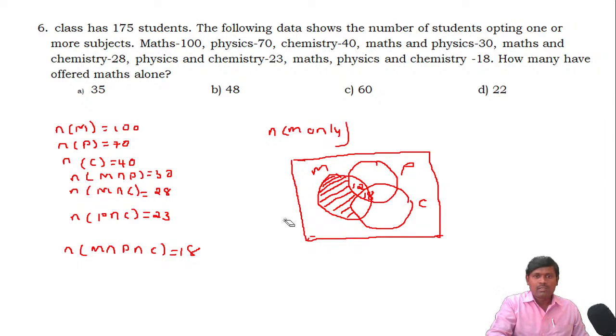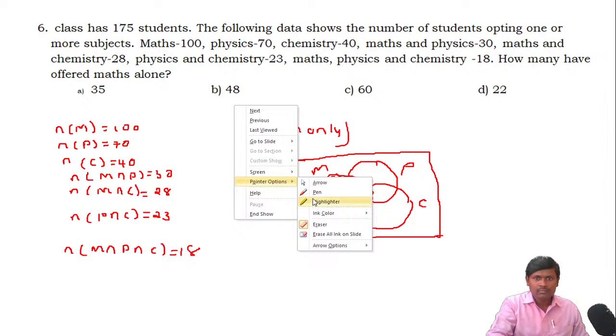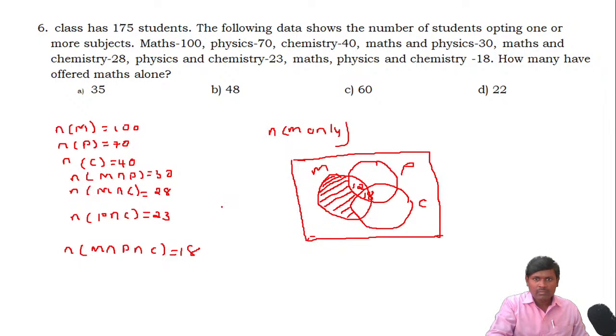So P intersection C is what? Observe here, P intersection C is 23. Therefore we are left with 5 here. Now M intersection C is 28. 18 is already fixed here, so we are left with 10. Now the total number of students offering mathematics is how much? That is 100. So n of M is 100.